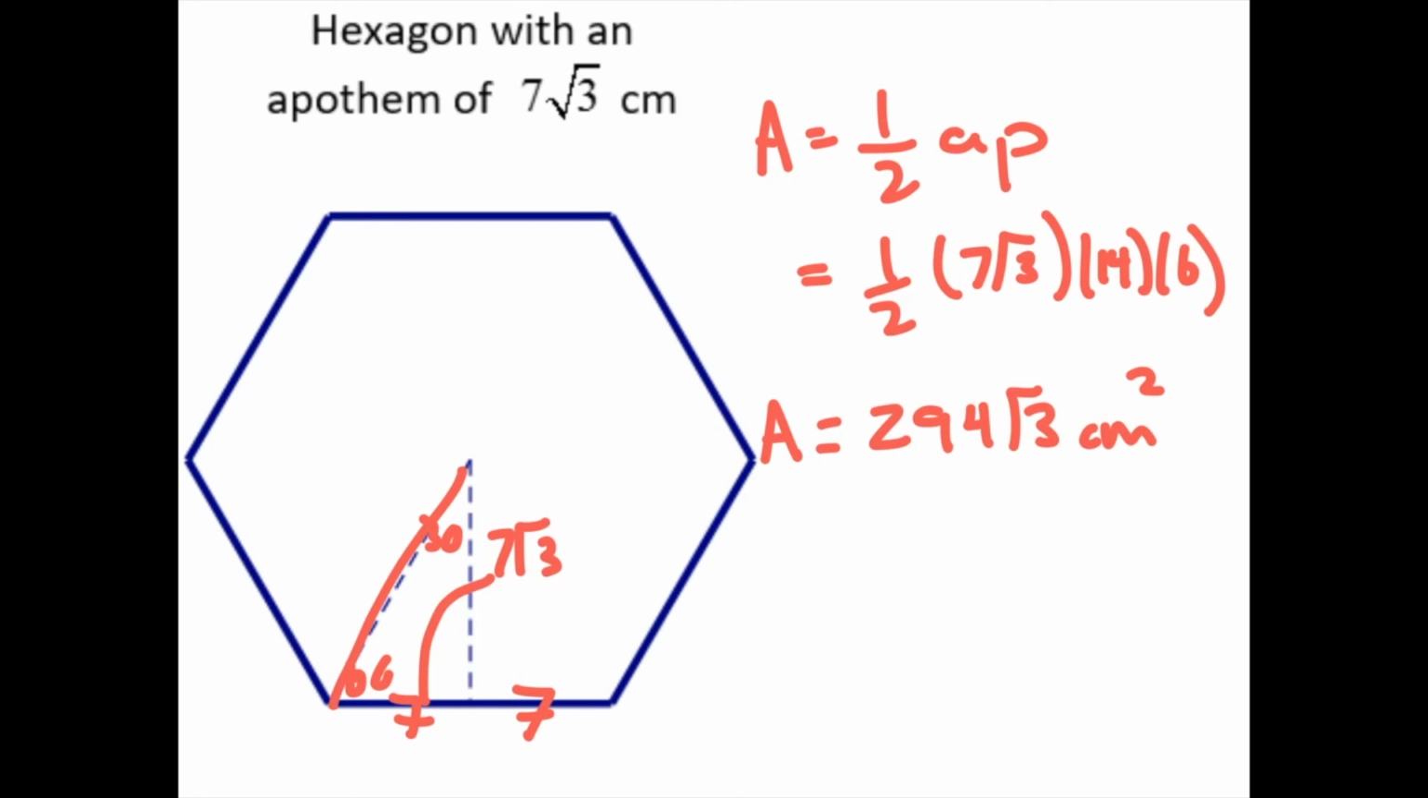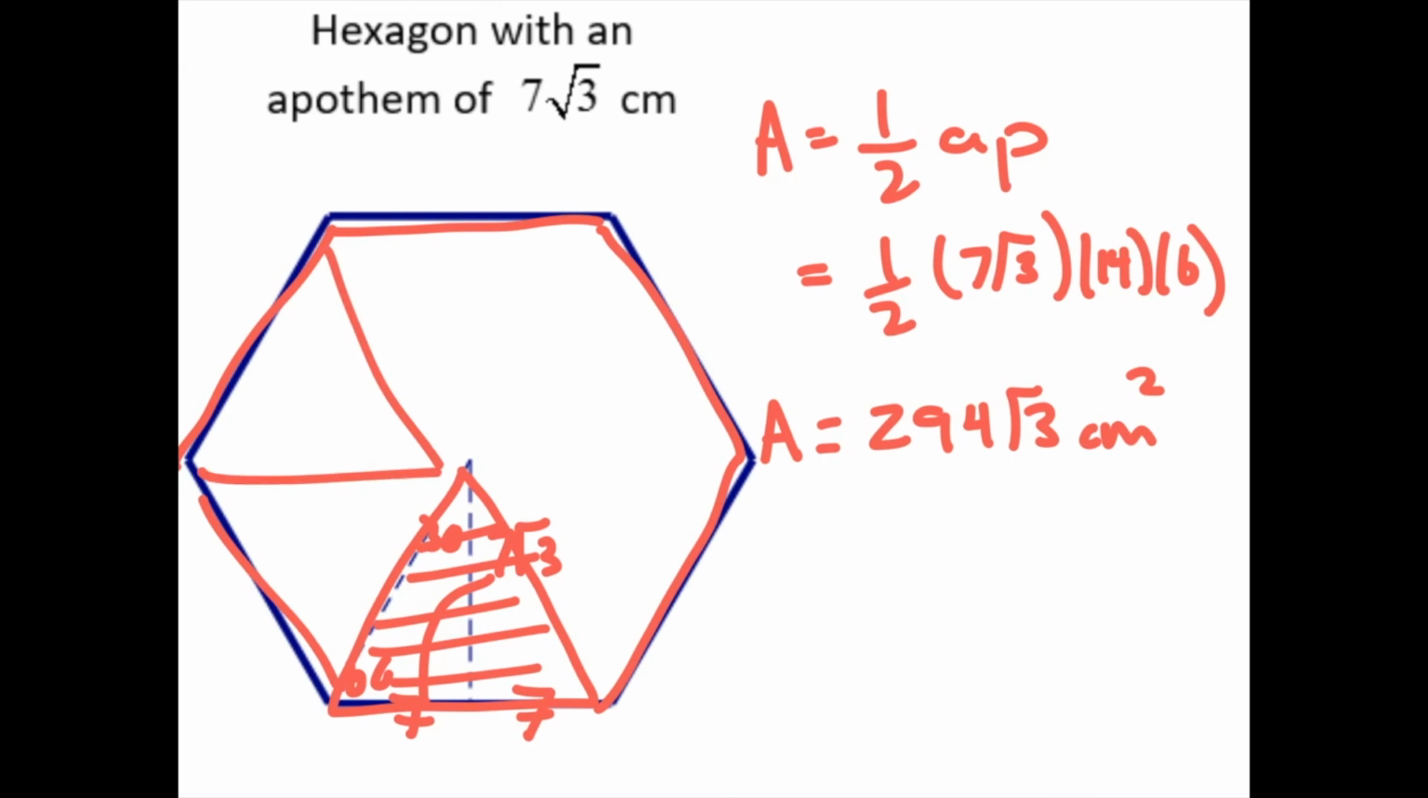And again, the idea is we're finding 6 of these triangles, and that's why we use the perimeter, because it's doing the 14 along each of those, and it finds the total area for us.